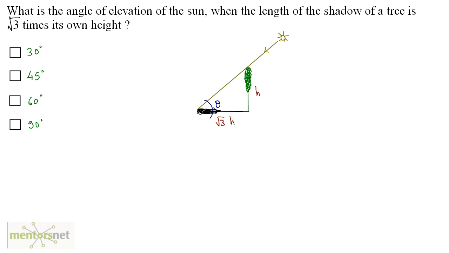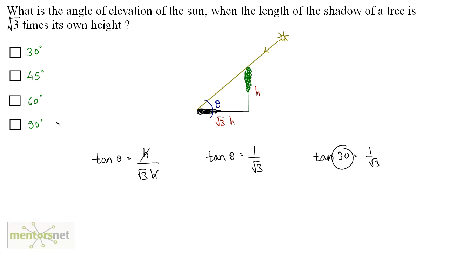Okay, so if I take tan theta, it is opposite upon the adjacent side. So I can write tan theta is equal to opposite, h, upon adjacent side, root 3 h, right? h and h get cancelled out. We have tan theta is equal to 1 by root 3. Now if you look at the trigonometric table, you'll find that tan 30 is equal to 1 by root 3. So theta is equal to 30 degrees here. So option A is the correct answer.